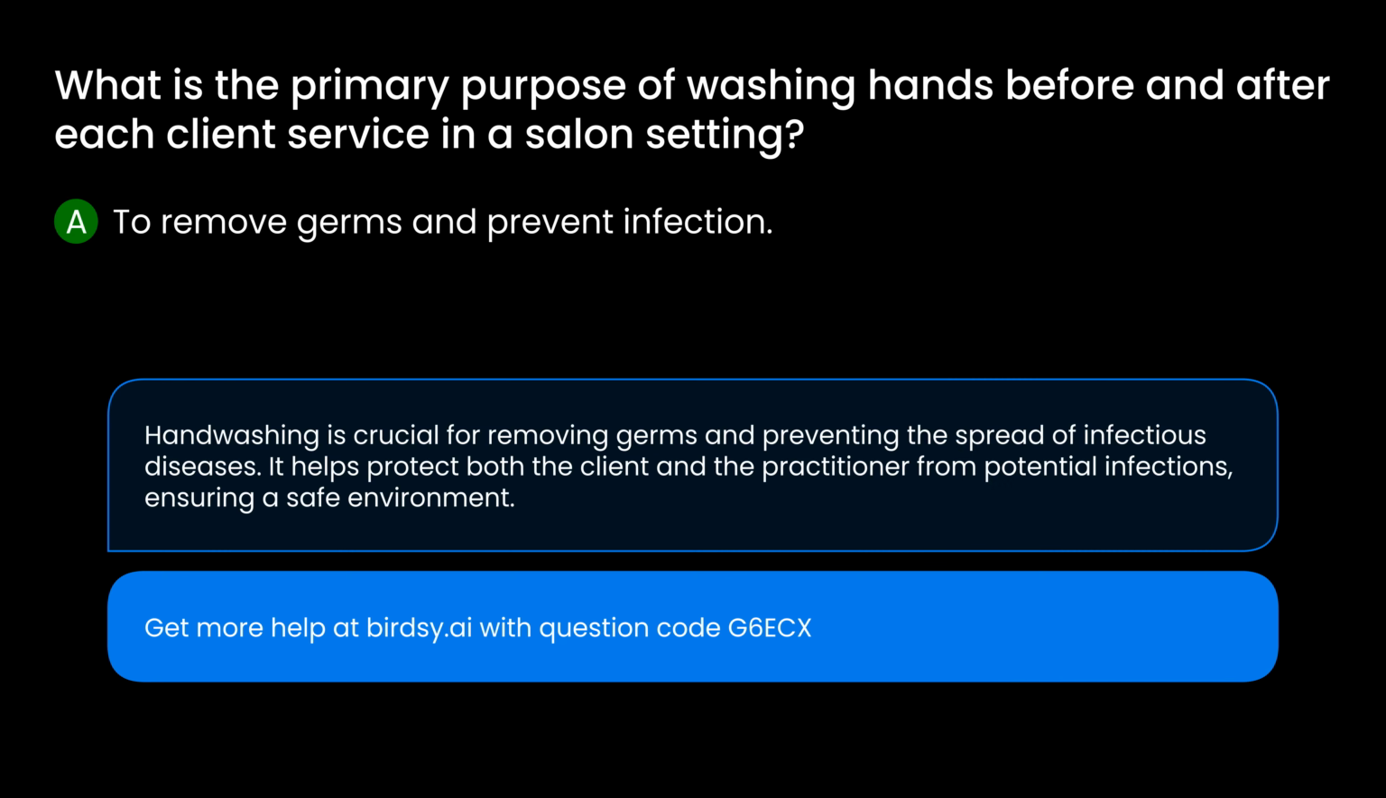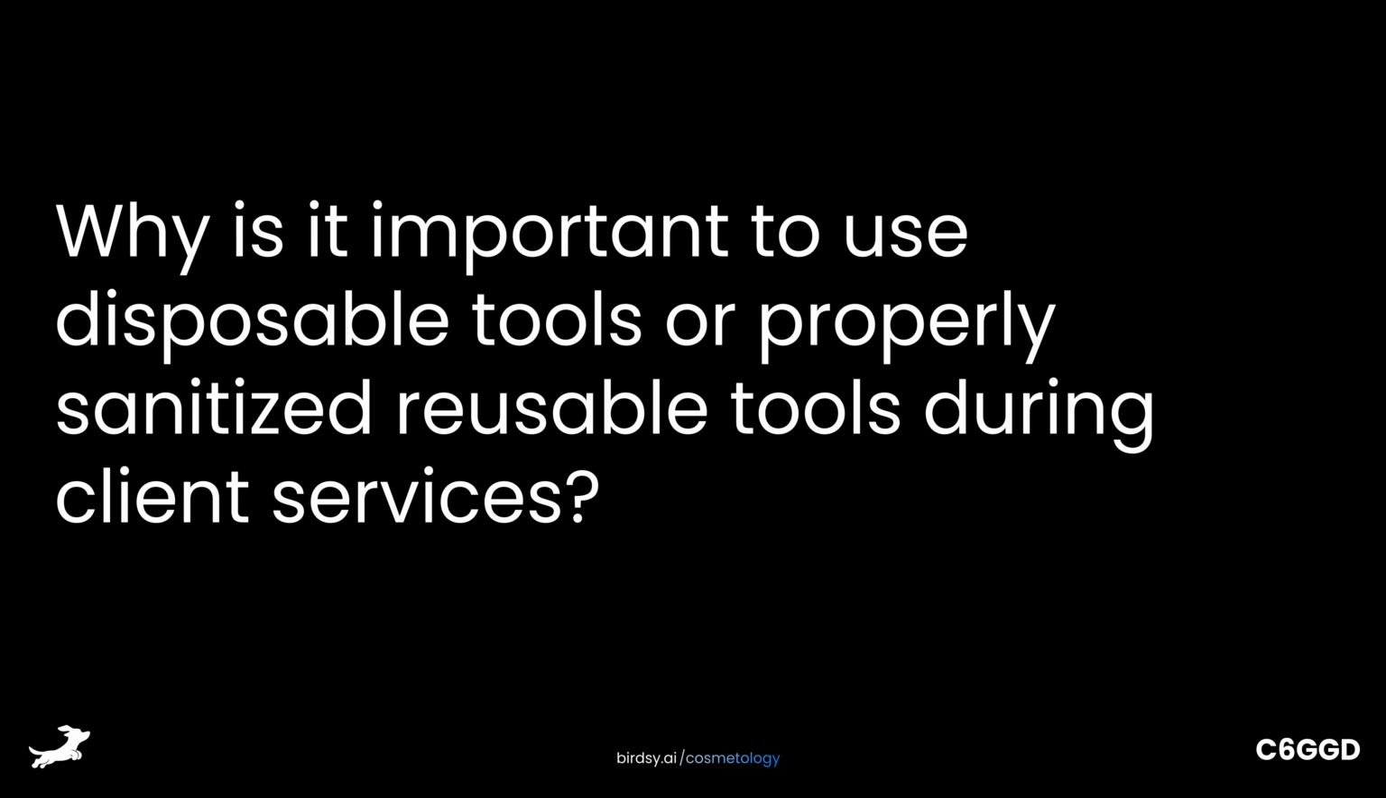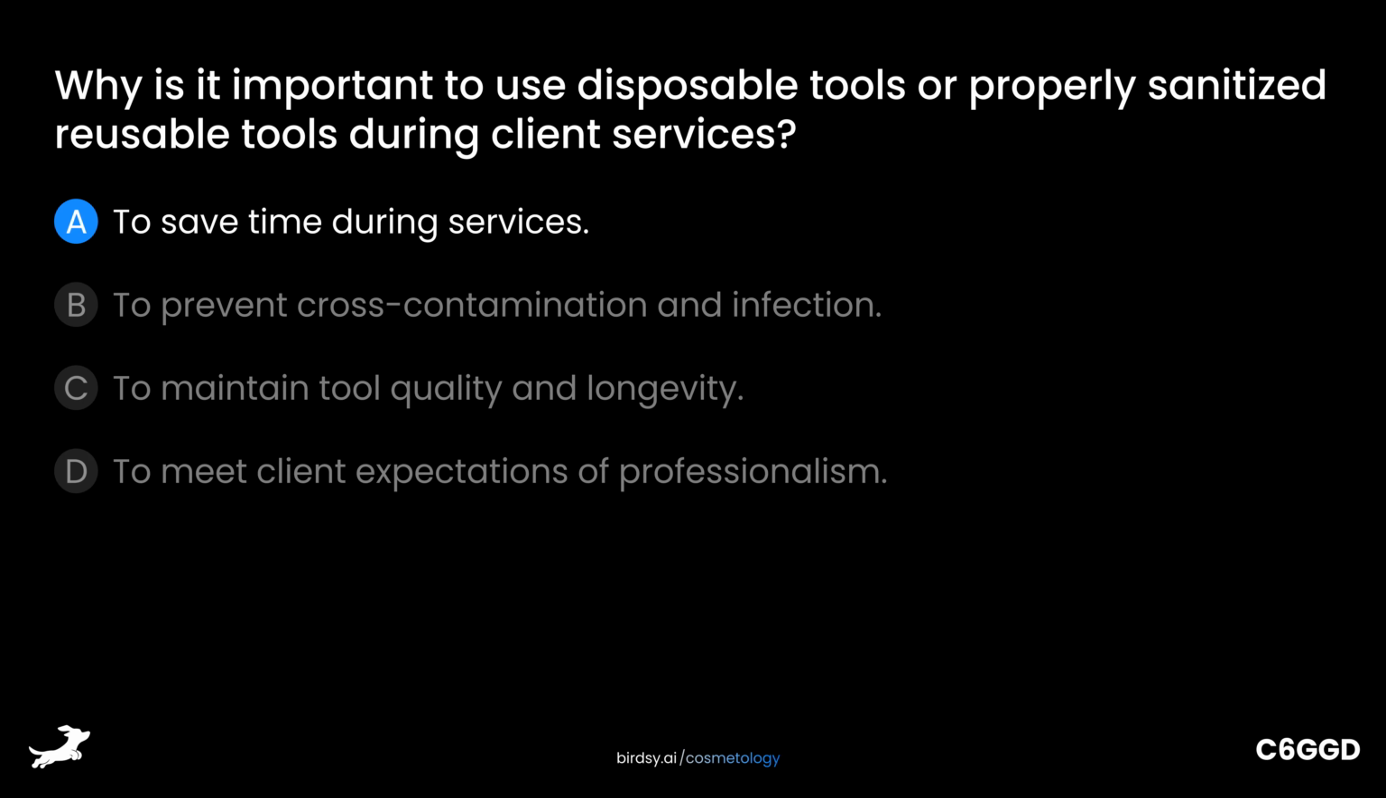Hand washing is crucial for removing germs and preventing the spread of infectious diseases. It helps protect both the client and the practitioner from potential infections, ensuring a safe environment. Why is it important to use disposable tools or properly sanitized reusable tools during client services? Is it A, to save time during services, B, to prevent cross-contamination and infection, C, to maintain tool quality and longevity, or D, to meet client expectations of professionalism? The answer is B, to prevent cross-contamination and infection.